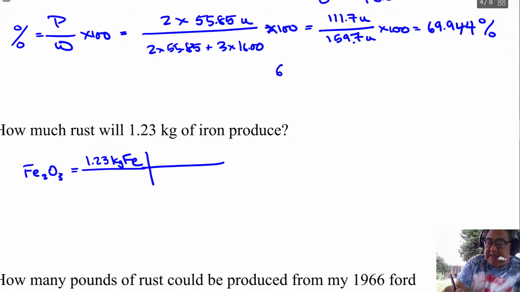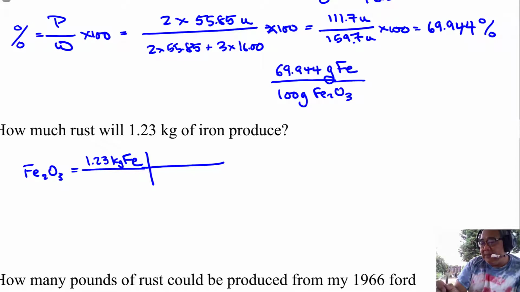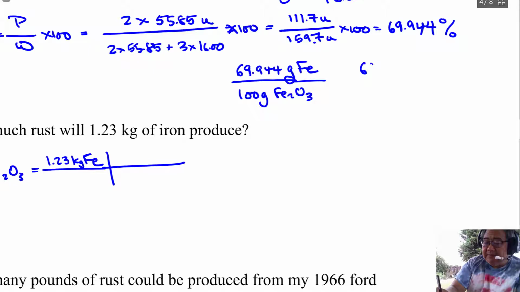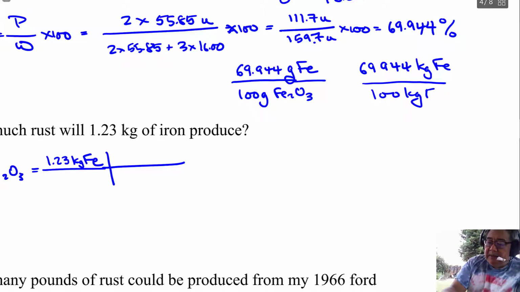What does that mean, right? It means, for example, 69.944 grams for every 100 grams. That's the idea of percent. The grams on the top is the grams of iron, and the grams on the bottom is the Fe2O3. That's the mass percent of iron in grams for 100 grams of rust. But I could just as easily write this as kilograms for every 100 kilograms of Fe2O3. So either one of those can be written. They basically mean the same. It's the per 100 parts.